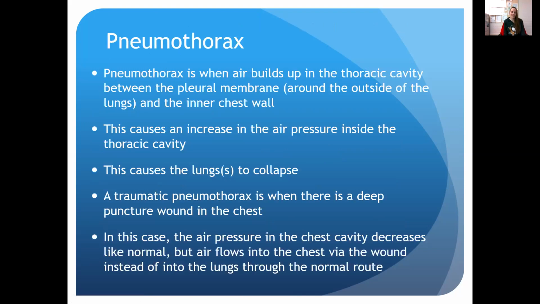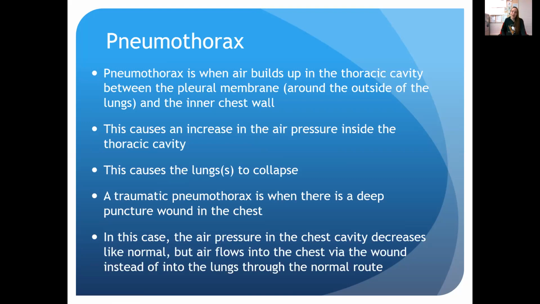A pneumothorax is when air builds up inside the thoracic cavity between the pleural membrane and the inner chest wall. So you have a buildup of air pressure outside of the lungs, but still inside of your thoracic cavity, which can end up causing your lungs to collapse because you can have more pressure in your thoracic cavity around your lungs than the air pressure inside of your lungs. And so that external air pressure collapses and squishes down your lungs.